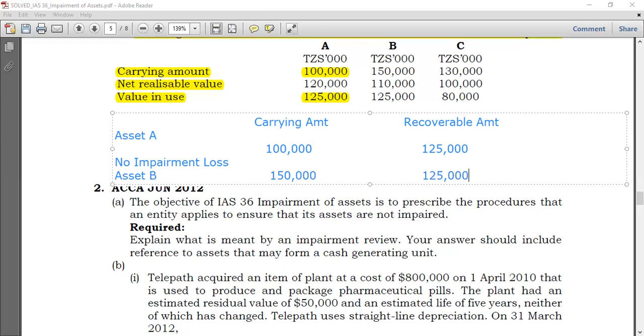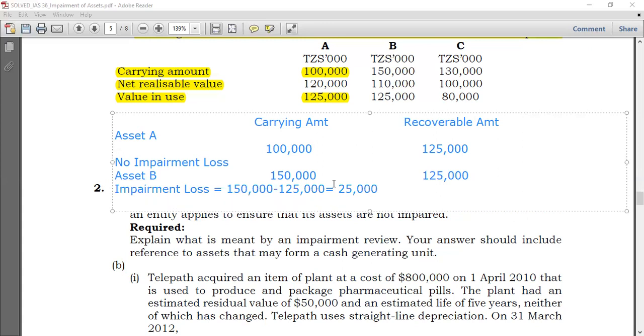So here you say, is there impairment loss or not? I think there is, because the carrying amount is higher than the recoverable amount. Yes, that means you cannot recover what you have recorded. You cannot justify why you carried this. So you just take the difference there, 150,000 minus 125,000, and end up with $25,000.